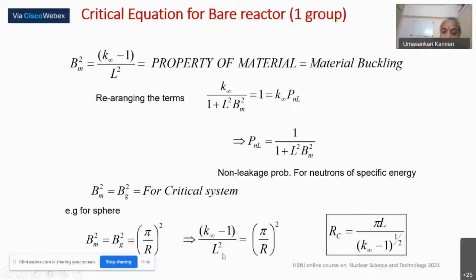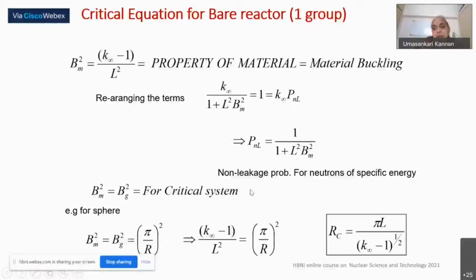So K infinity minus 1 by L square should be equal to pi by r the whole square. That is, Bm square should be equal to Bg square: the material buckling should be equal to the geometric buckling. The geometric buckling is given by pi by r the whole square. So here you can see that the critical radius is nothing but pi into L divided by root of K infinity minus 1. If I have a K infinity of, let us say, 1.145, which I showed you in the other expression, and L, for a heavy water system, let us say is 1 meter, then you can calculate the critical radius. This is a simple formula which gives you the critical radius for a spherical system.